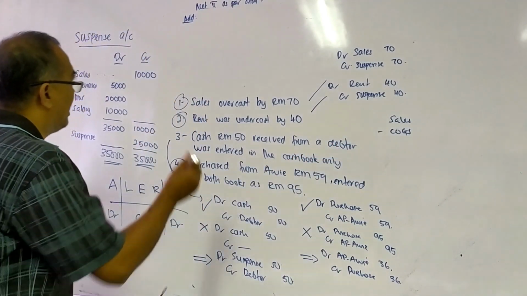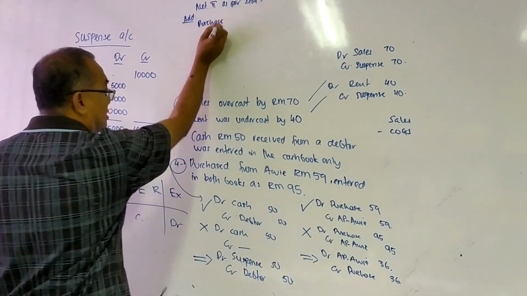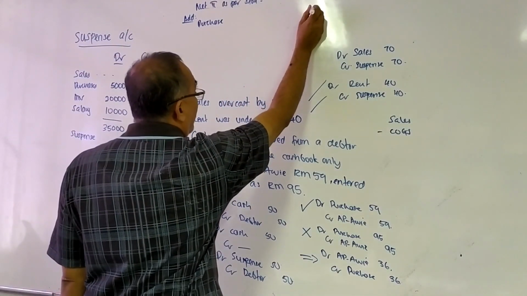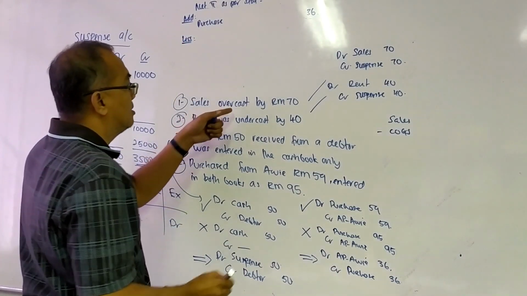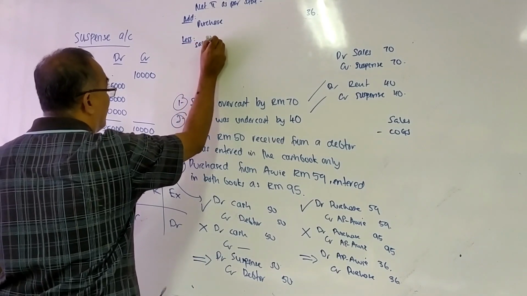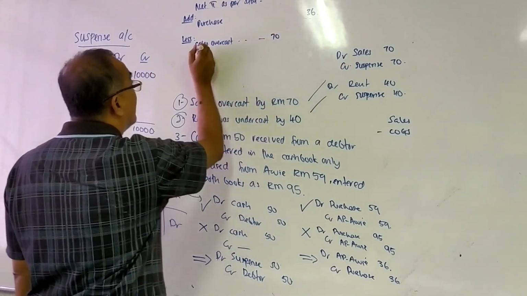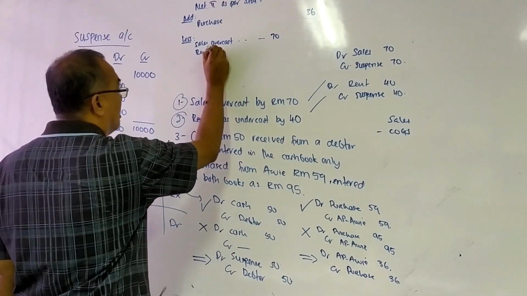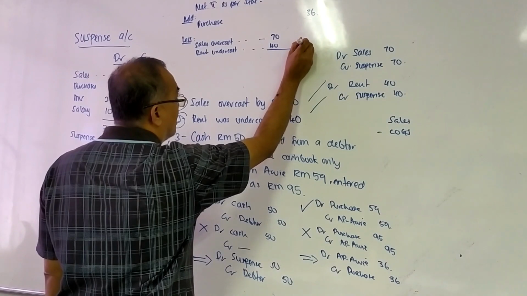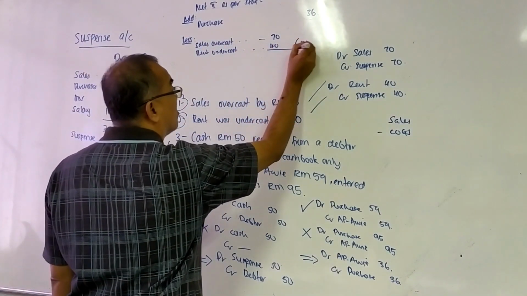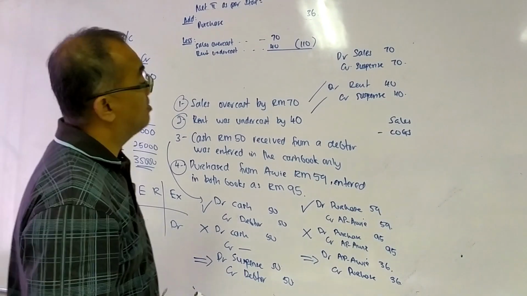So add just now purchase. So how much? 36. So add 36 and then less 70, your sales overcast by 70, and then rent undercast 40. So total 110. This is less, in brackets. So now what is your new profit?